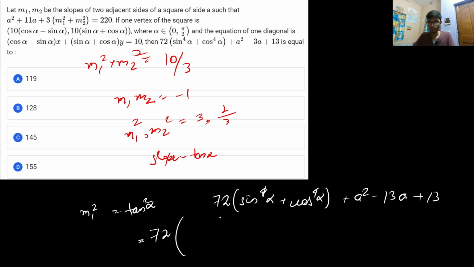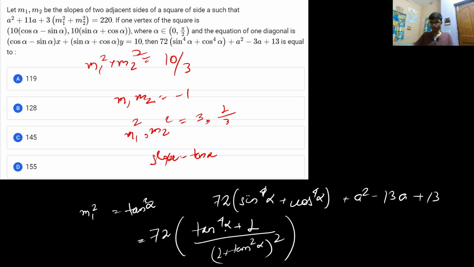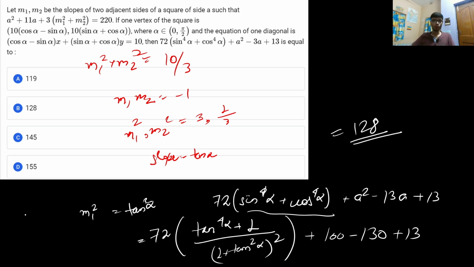If I divide by cos alpha, this becomes tan to the power 4 alpha plus 1 divided by cos square alpha whole square. Since 1 over cos square alpha is equal to 1 plus tan square alpha, using the trigonometric identity, 1 plus tan square alpha whole square is basically the value of this particular thing, plus a square is 100 minus 130 plus 13. And if you solve this on your own, the answer will be equal to 128.